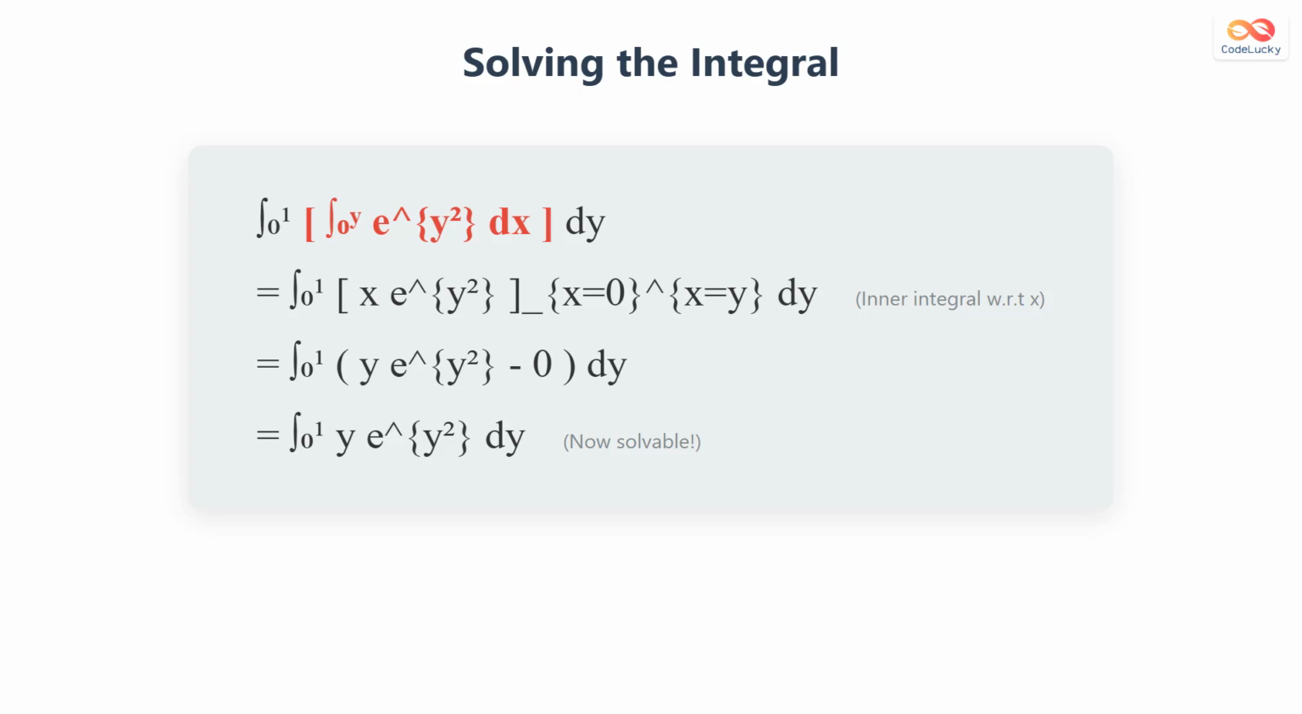Now we set up the new integral. Integral from 0 to 1 of the integral from 0 to y of e to the y squared, dx dy. Integrating the constant 1 with respect to x gives us x. Evaluating from 0 to y simply gives us y. The integral becomes y times e to the y squared.